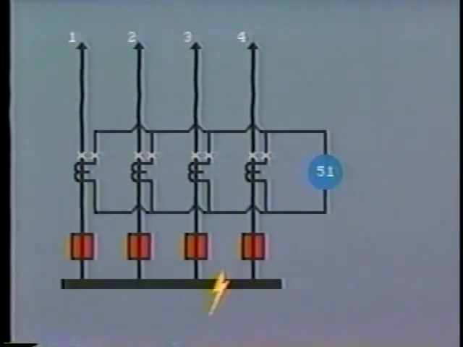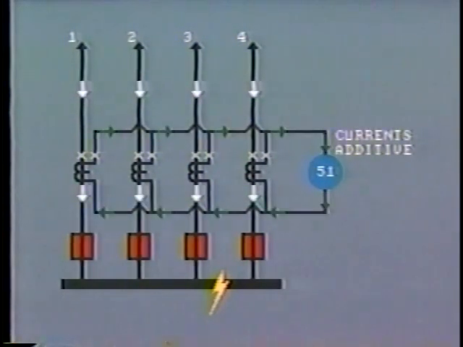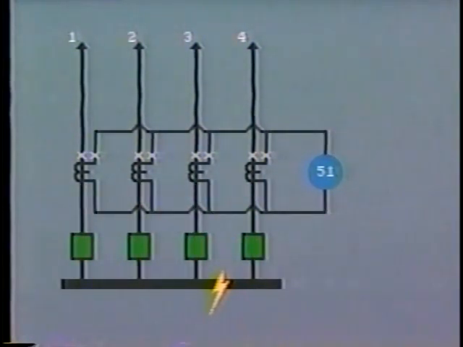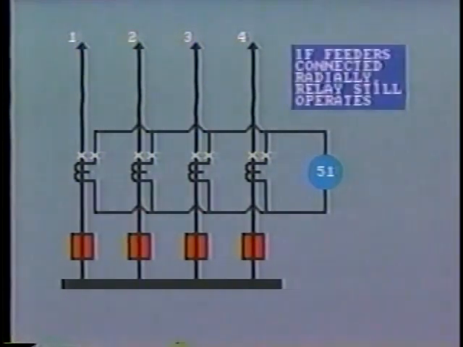If there is a fault on the bus, then probably all of the circuits will feed into the bus. The current in the CT secondaries will now be additive, and the resulting residual current will operate the time overcurrent relay. Radially connected feeders will not backfeed into the bus, but there will still be sufficient residual difference to operate the relay. For this protection to operate successfully, it is essential that the CTs all have identical characteristics so that the primary currents are accurately represented in the secondaries.